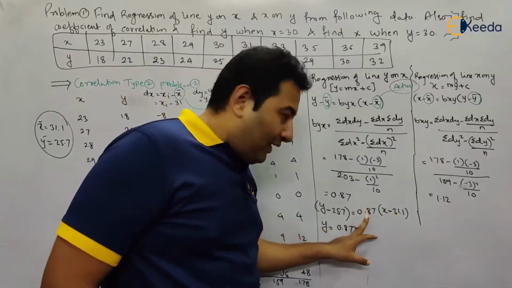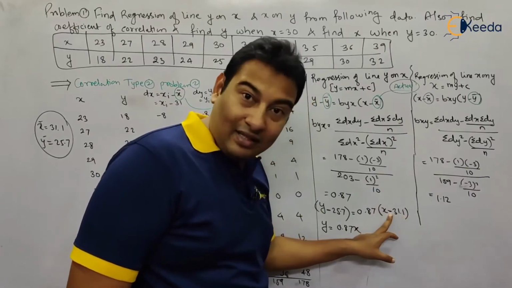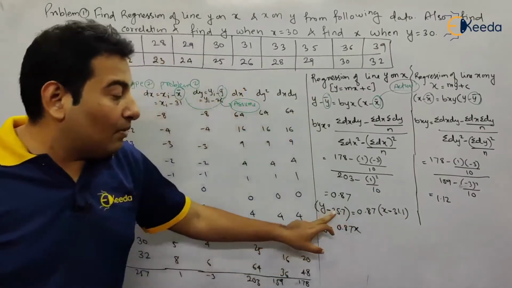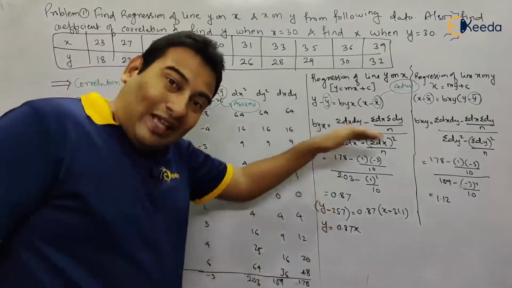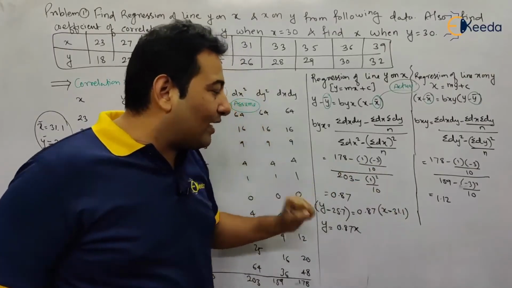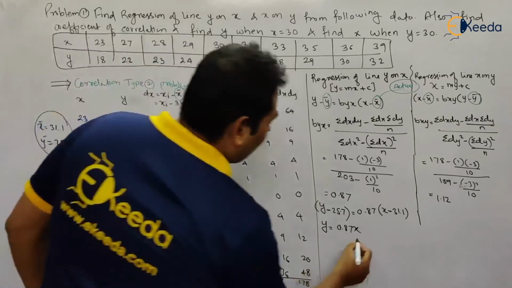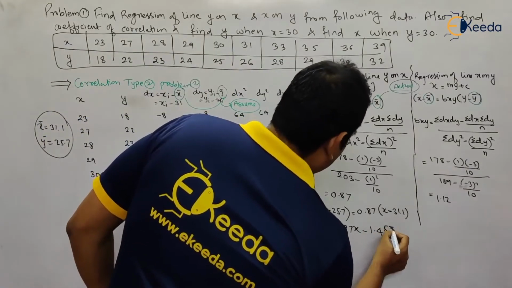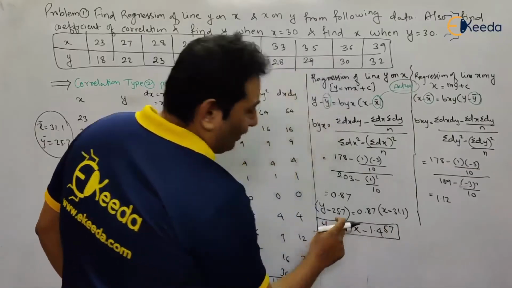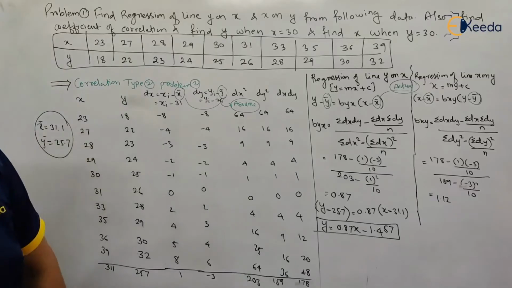Please do it. 0.87 into 31.1, and this will be a negative number because it is minus, and this minus 25.7 will go to that side and will become plus 25.7. So this is plus 25.7 to that side, and this into this will be minus. If you adjust plus and minus, you will get minus 1.457. Please check. This into this, and this is minus, and this will go to that side and will become plus.